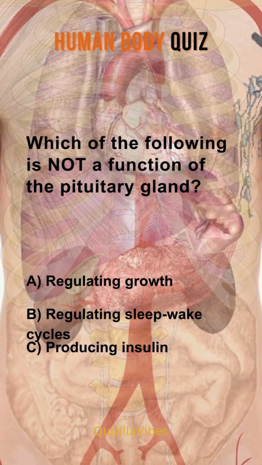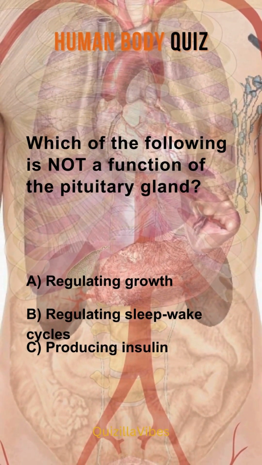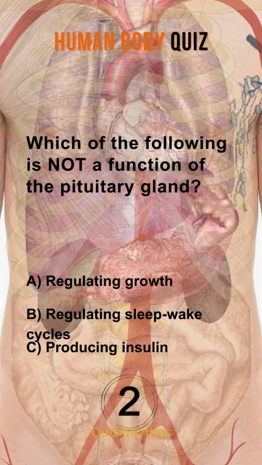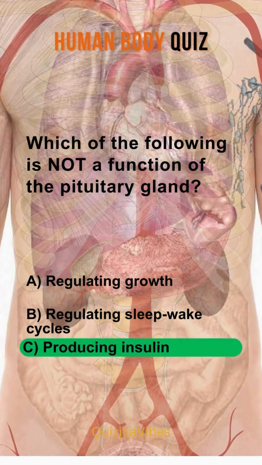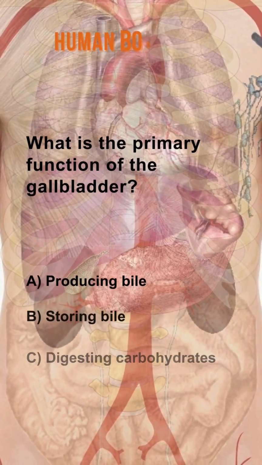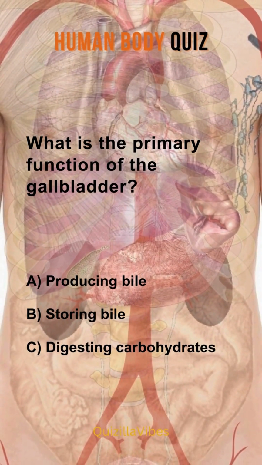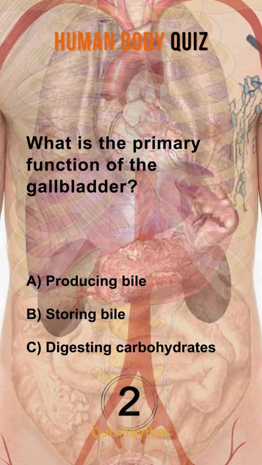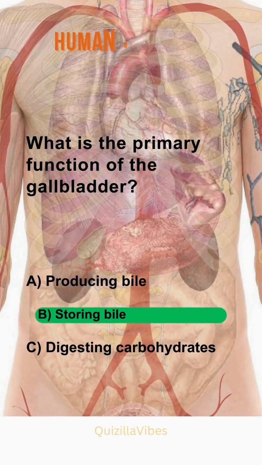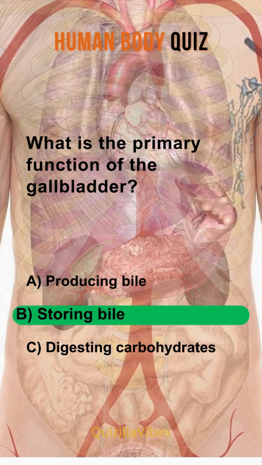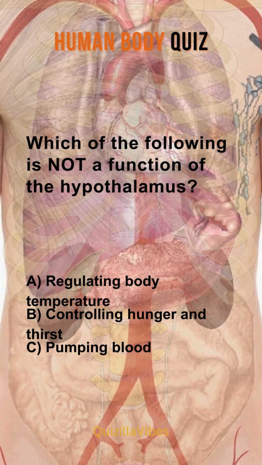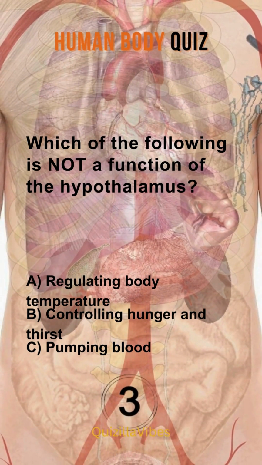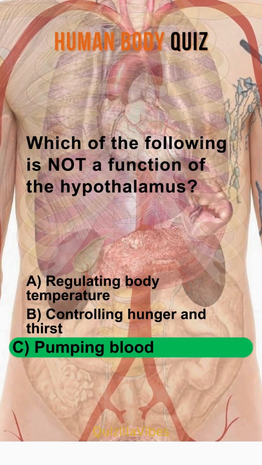Which of the following hormones is not produced by the adrenal glands? Producing insulin. What is the primary function of the gallbladder? Storing bile. Which of the following is not a function of the hypothalamus? Pumping blood.